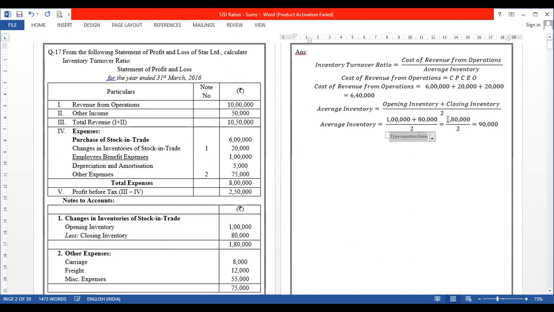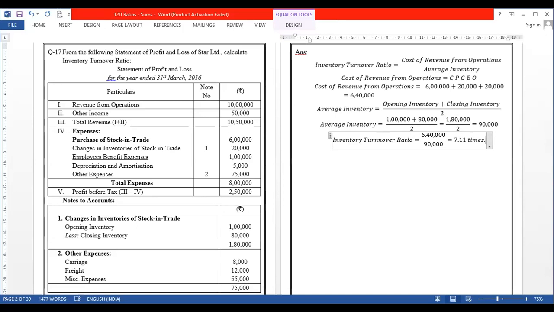Now finally, I have to calculate the inventory turnover ratio. That is equal to cost of revenue from operation, which was 6,40,000, to be divided by average inventory, that is 90,000. If anyone of you can get me the answer, please. 7.11 times. This is to be taken care of. It has to be in times because turnover ratios will all be in times.